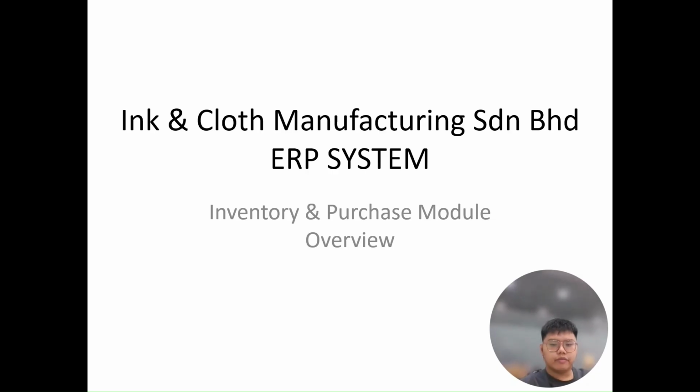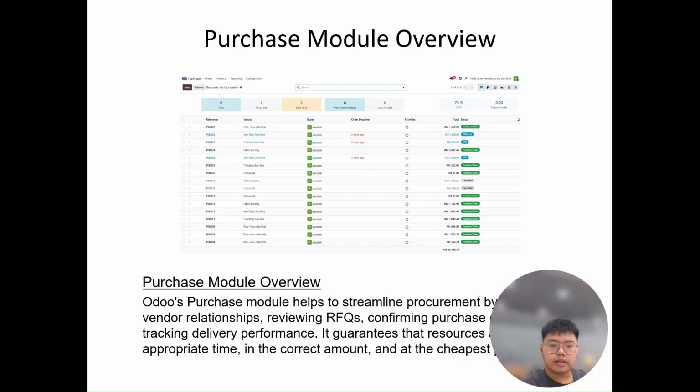Hi, I'm Alvin from Group 10. This is our group assignment for the ERP system. Our company is Enclosed Manufacturing Sendiran Berhad ERP system. I would like to present the inventory and the purchase module. Okay, first, I will introduce the purchase module overview.